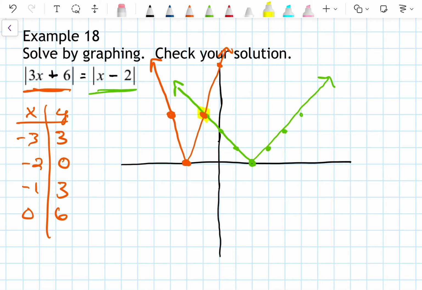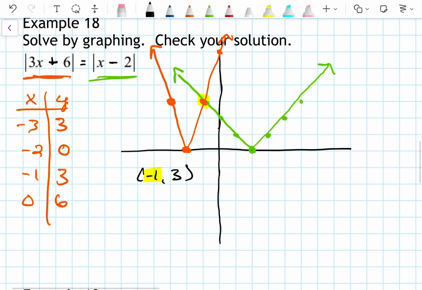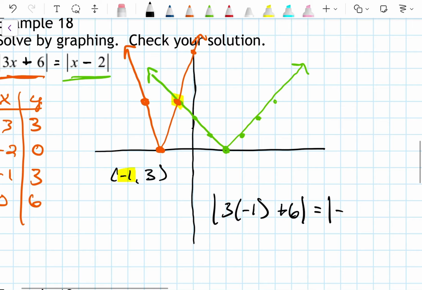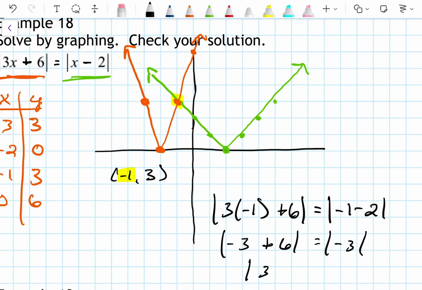So it looks like my solution is right there at the point negative 1, 3, but we really only care about the x value in this scenario. Let's plug that back in and make sure that is correct. So we would have the absolute value of 3 times negative 1 plus 6, and we want to see, is it equal to the absolute value of negative 1 minus 2? 3 times negative 1 would be negative 3, plus 6 equals 3. So this would be the absolute value of 3 equals the absolute value of negative 3.